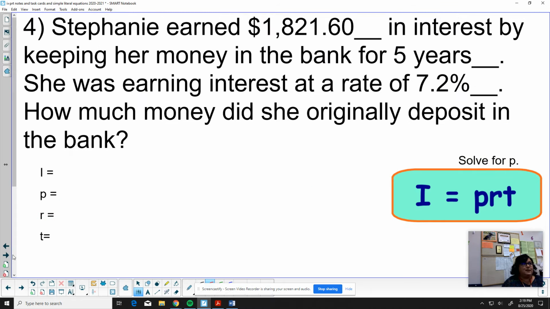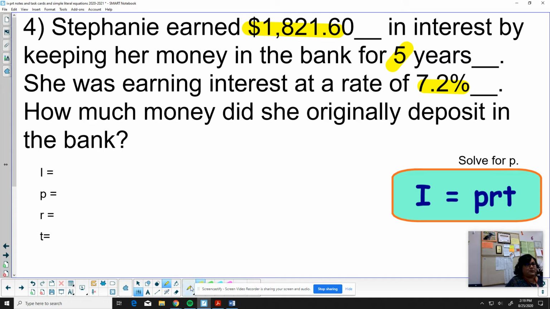Number 4. Stephanie earned $1,821.60 in interest by keeping her money in the bank for 5 years. She was earning a rate of 6.2%. How much money did she originally deposit in the bank?